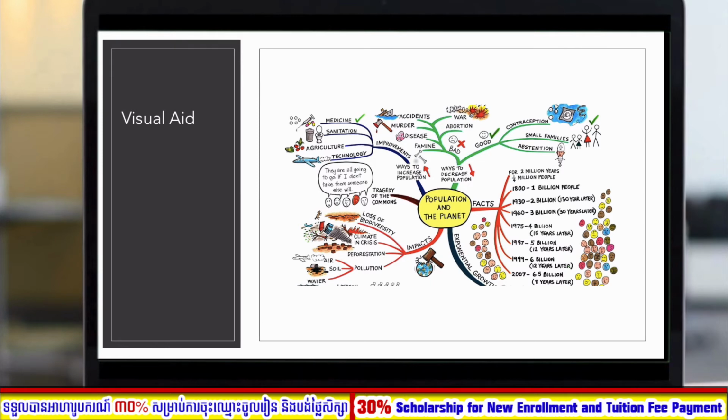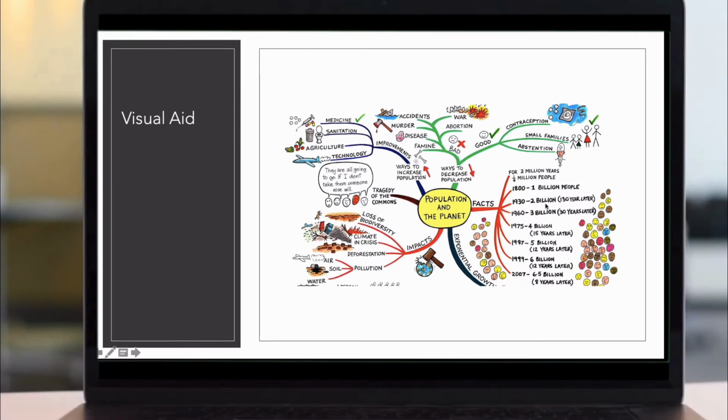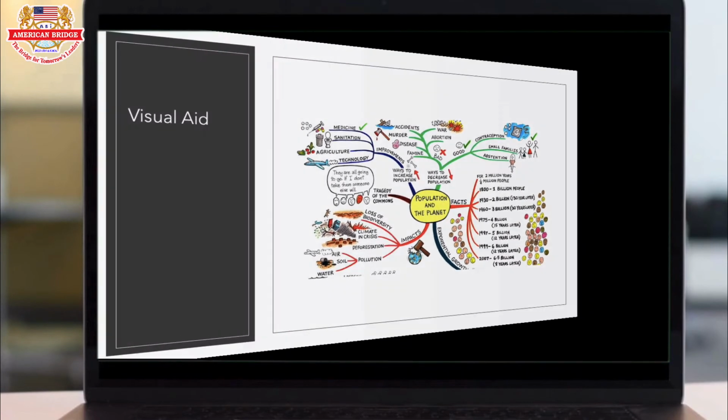So imagine if you are doing a presentation about your best friend. You can draw like this. It will help you a lot in delivering your speech. Now everyone, I hope that these three methods of visual aid will help you to deliver a good presentation.